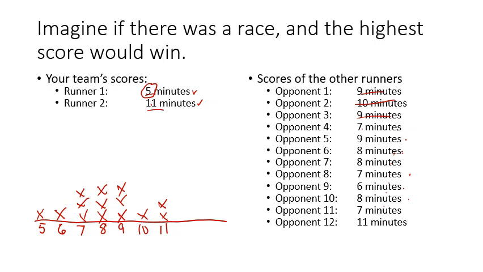But the judges decide they're going to do something different. Instead of saying runner one is the winner, they're going to say, we're going to take the average of your team score and compare it with all these individuals. So they calculate the average: 11 plus 5 equals 16, divided by 2 equals 8. They say, okay, we're going to take this 8, and we're going to compare your score of 8 to this group of individuals.